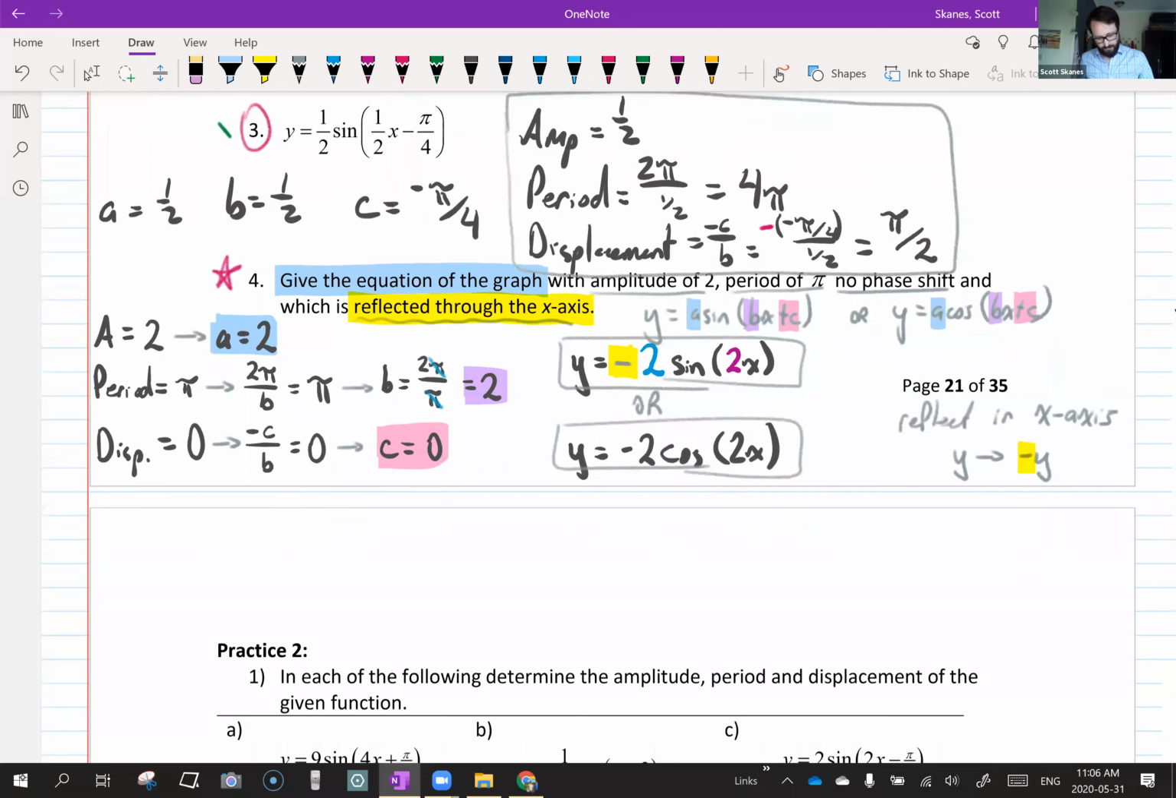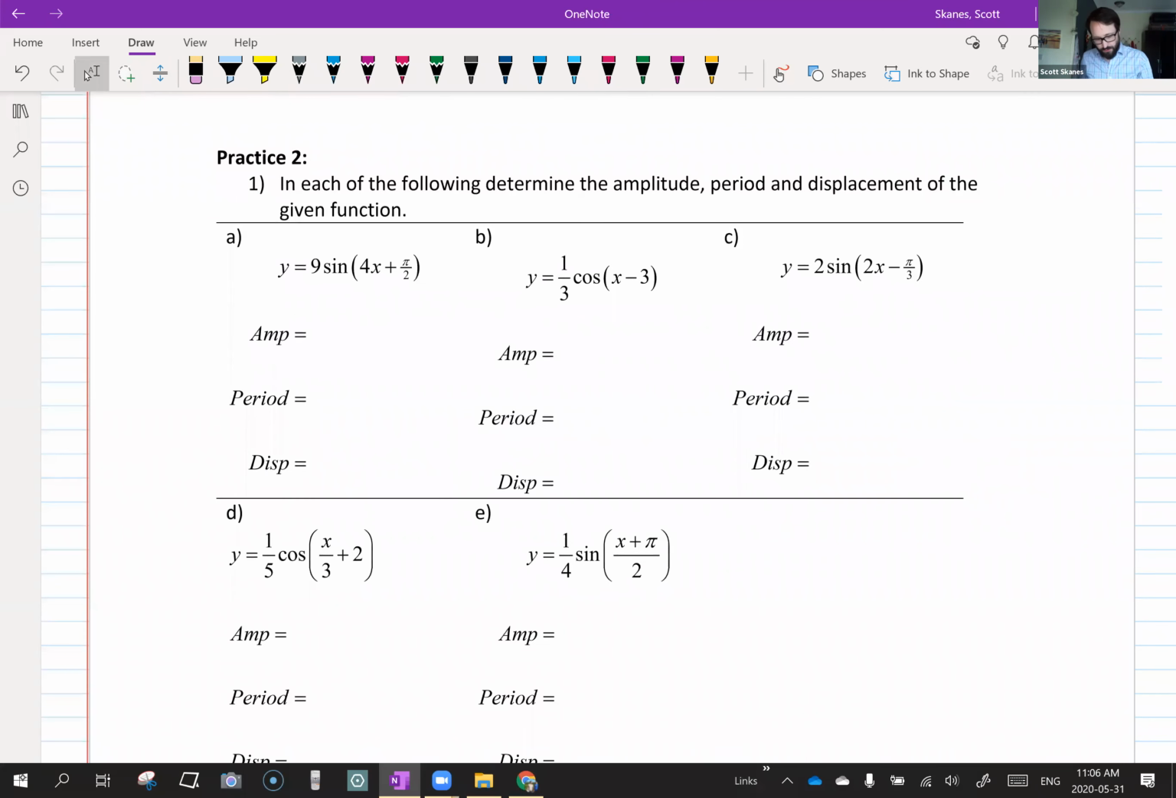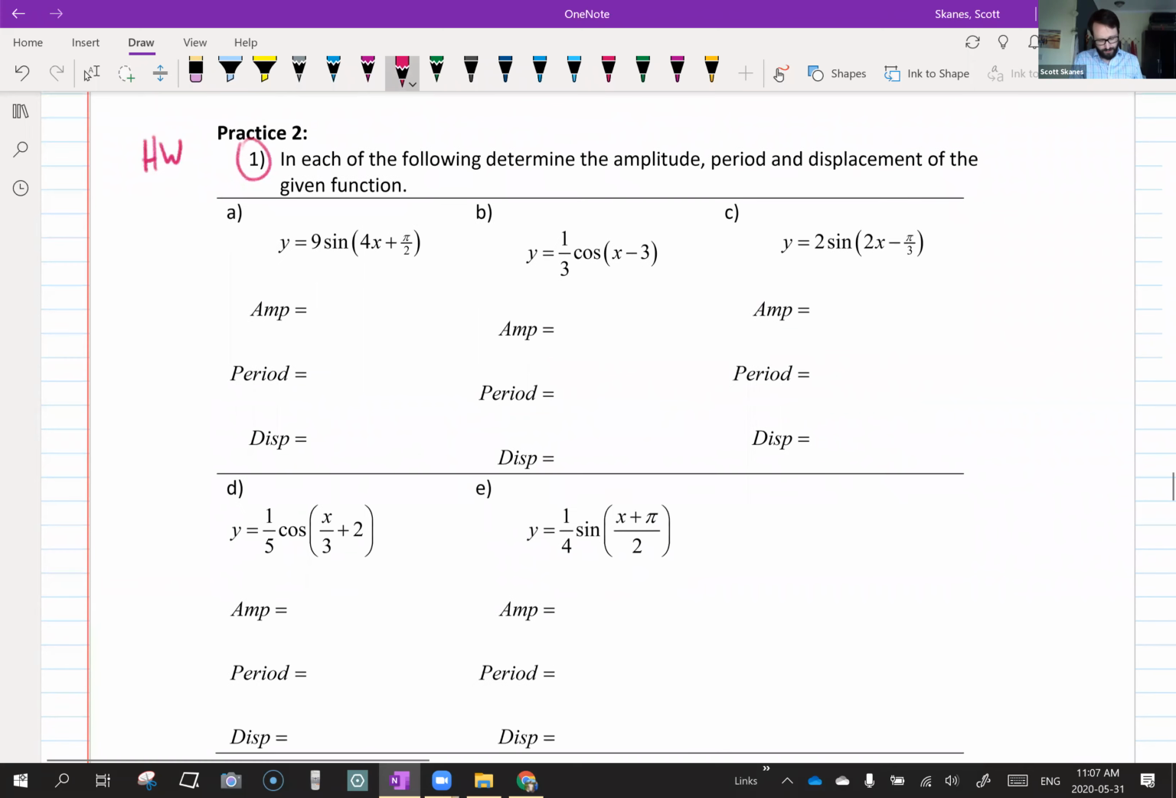So practice 2. All of these questions here where it says find the amplitude, period, displacement, that's what we've been doing all day. So these can just be homework. Practice 1, you can just do for homework, before the assignment, before Tuesday, just go ahead and give those a shot. They can be review questions. They're all done the same way, as you've seen.